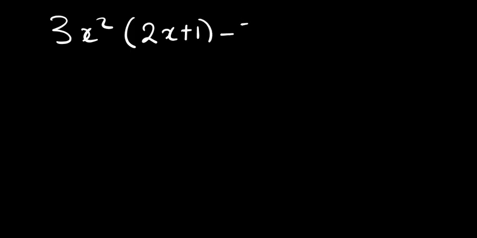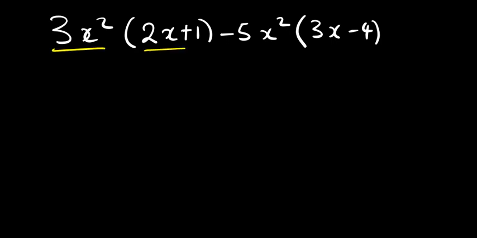Let's make it a bit interesting. Let's say this time around I've got 3x squared times 2x plus 1, minus 5x squared times 3x minus 4. So how do we solve this type of equation? Likewise, the 3x squared is going to multiply with the 2x.